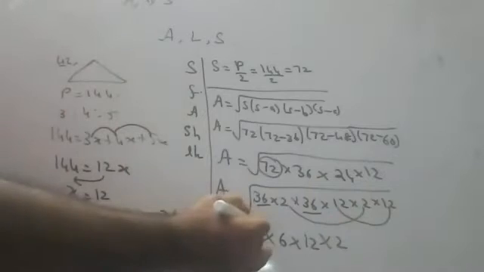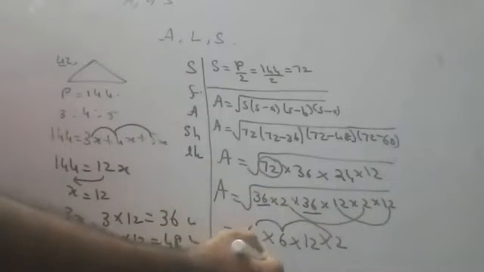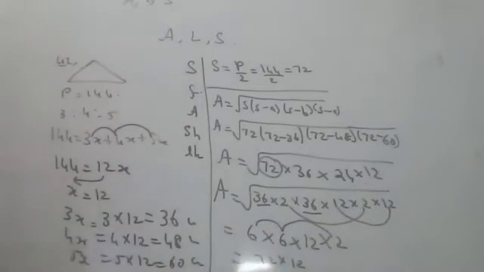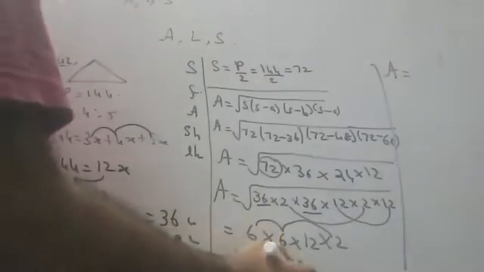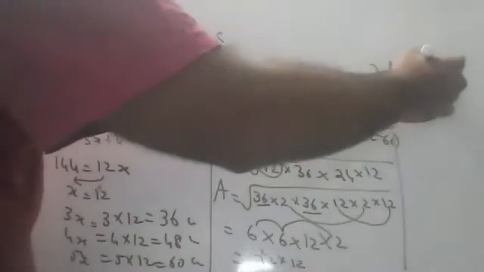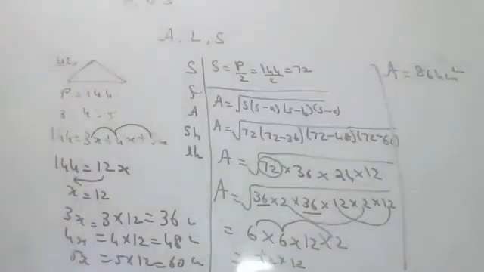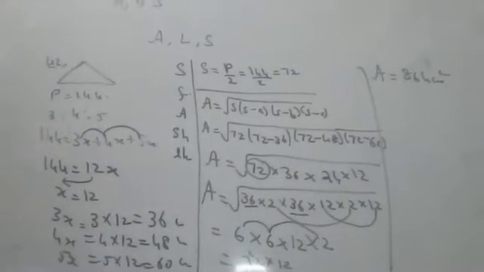So what is the area, children? 6 into 12 into 12 into 2, that is 72 into 12. What are you getting for 72 into 12? 12 twos are 24, 12 sevens are 84, plus 2 is 86. 864 centimeters square is the area. Hope you are able to understand.